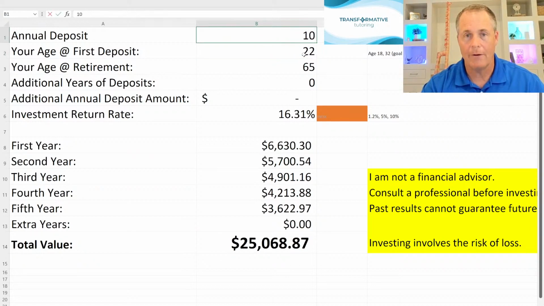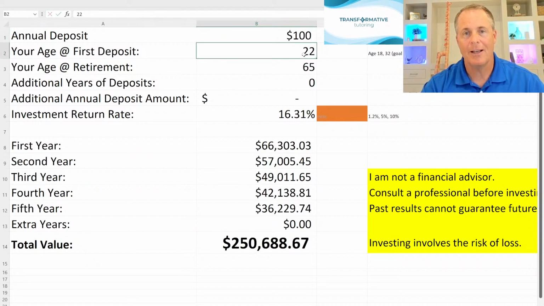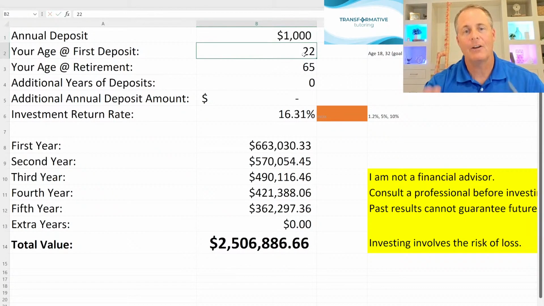So what if you did $100 a year? Well, all of a sudden you're talking about $250,000 just for putting in $500. What if you could do $1,000 a year? All right, now you're getting to 2.5 million. So understand, maybe you don't think you can do $10,000 a year, but even just $1,000 5 times could lead to $2.5 million. That is insane. And I hope that gets you really excited to start saving money.